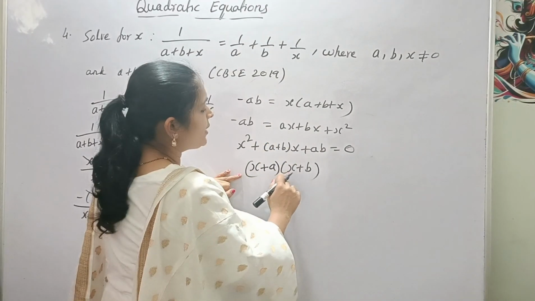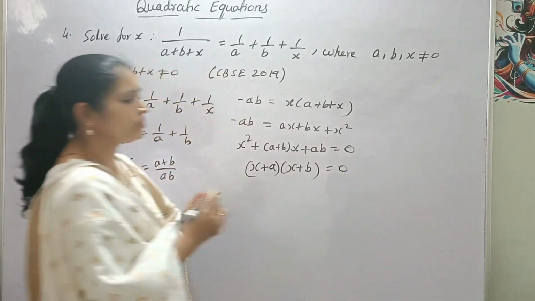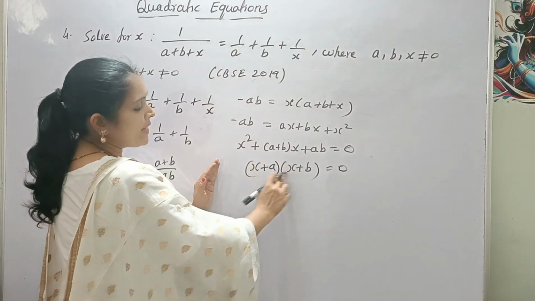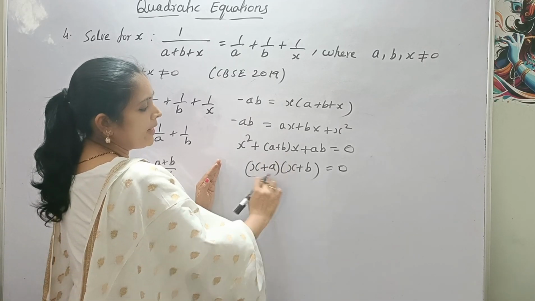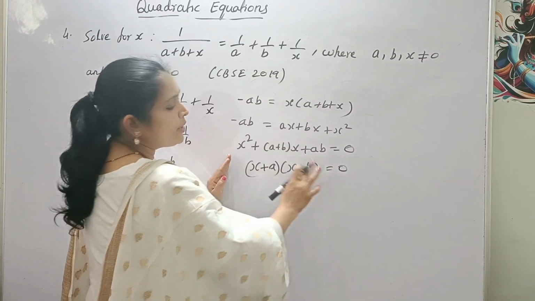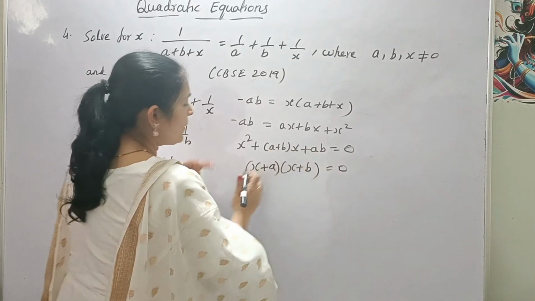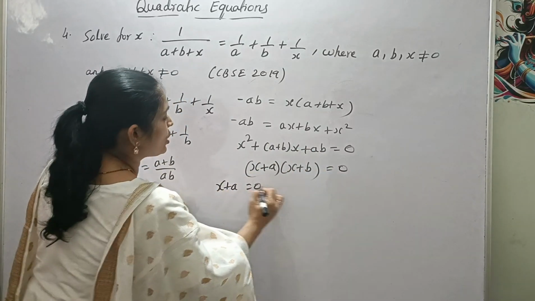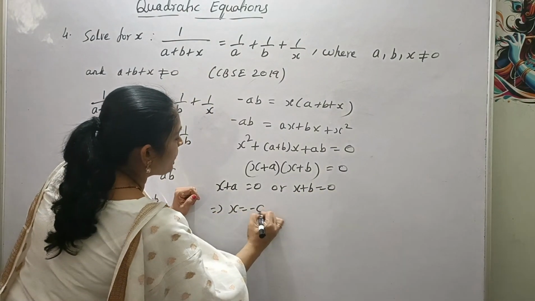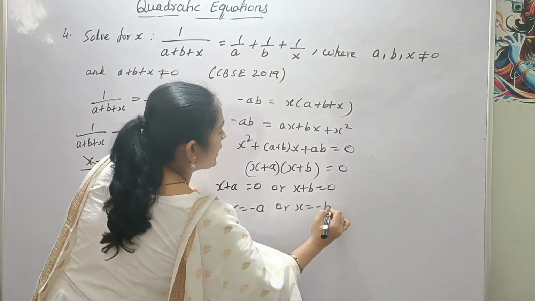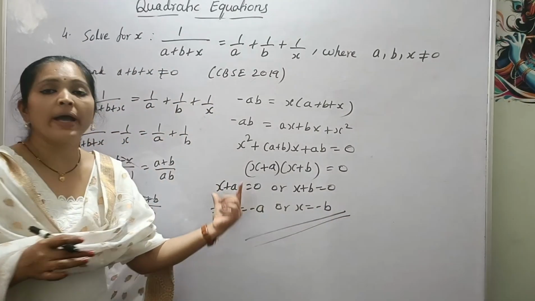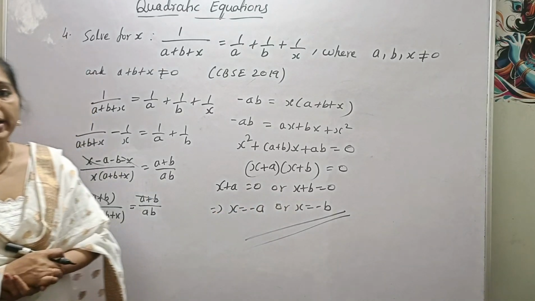So here x plus a into x plus b is equal to 0. Because what is x plus a into x plus b? See, x into x, x square, a into x, ax, plus b into x, bx, that is a plus b, x, plus a into b, that is equal to 0. That implies x plus a is equal to 0 or x plus b is equal to 0. That implies x is equal to minus a or x is equal to minus b. So the values of x are minus a or minus b.